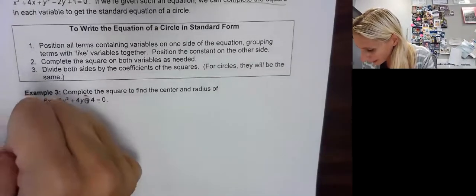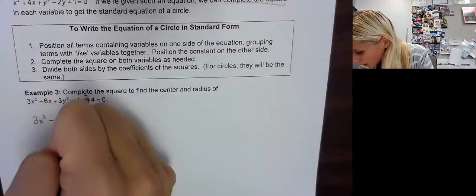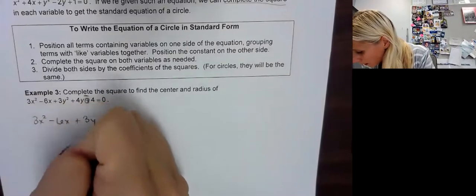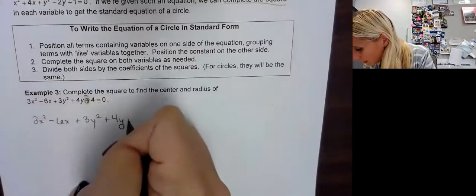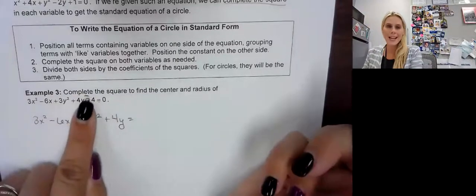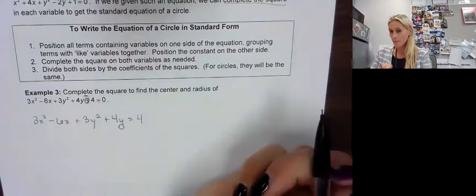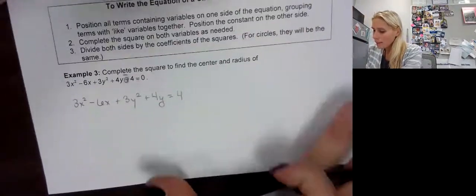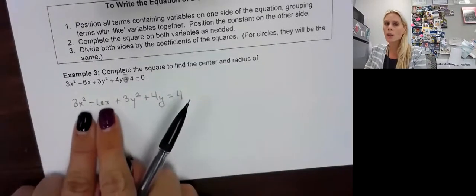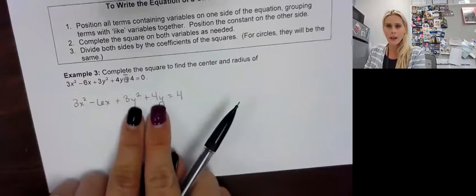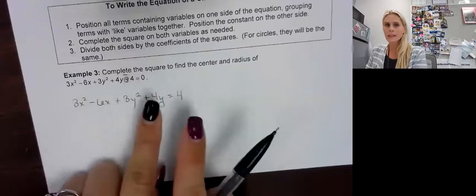So you get 3x squared minus 6x plus 3y squared plus 4y equals. Now again, if this was supposed to be a -4, I move it to the other side, I get a +4. Okay. Now, here's the thing also. If this wasn't already in the order, you want your x's together and your y's together. So if it was all in between, I would automatically do x squared x and y squared y.